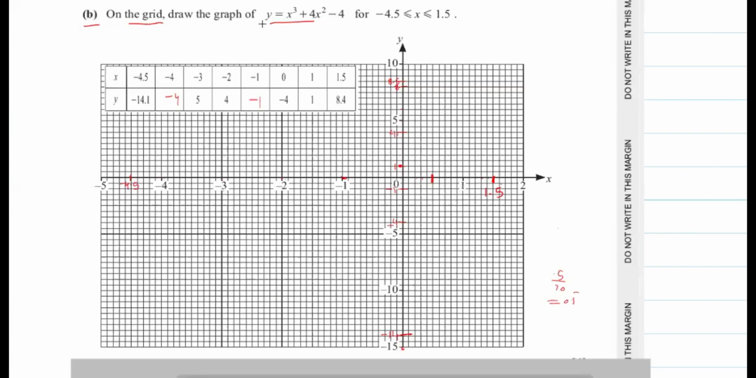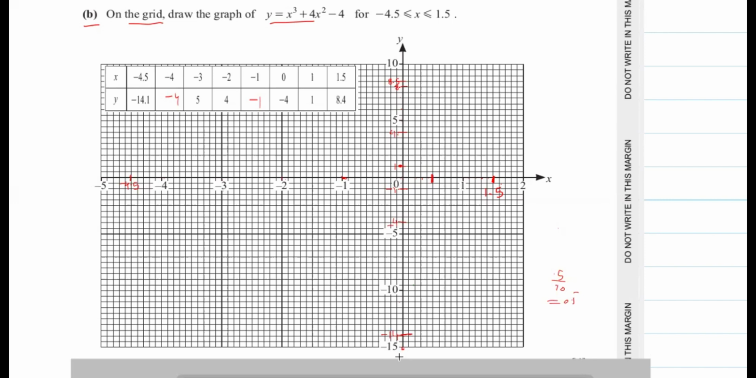Next, part B: on the grid, draw the graph y equal to x cubed plus 4x squared minus 4. We can draw the graph by using these table values. Firstly, we will mark these x and y coordinate values on the x-axis and y-axis. Look here, the values of x here are -4.5 and 1.5. All other values are already marked. Next, we will mark the value here, -14.5 at x equal to -4.5.